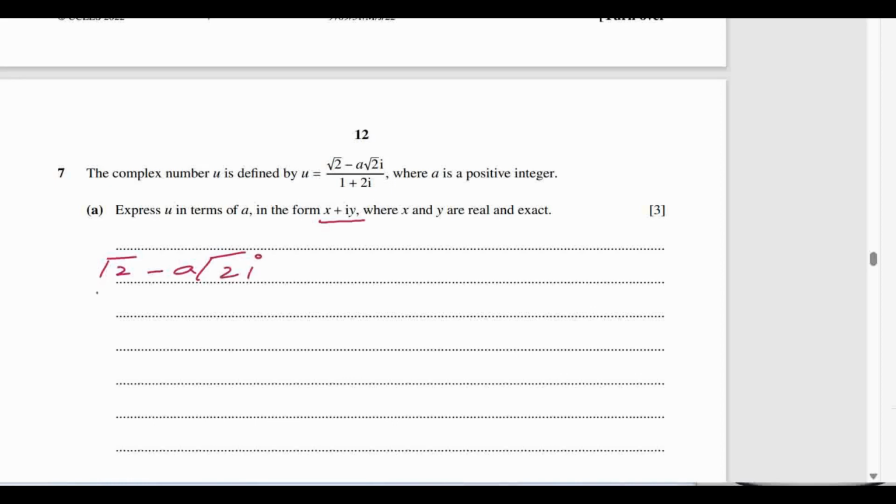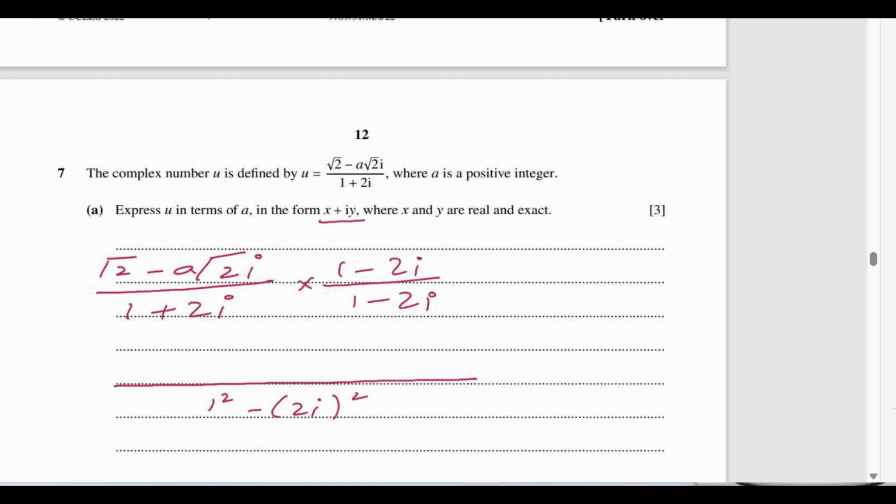So what we have to do, the process is, whenever you have an imaginary part in the denominator, you multiply and divide by its conjugate. So now as we can see that in the denominator this will be 1 square minus 2i square, and from here if we directly multiply, 1 into square root of 2 minus a i, and then minus 2i into square root of 2 minus a square root of 2i.